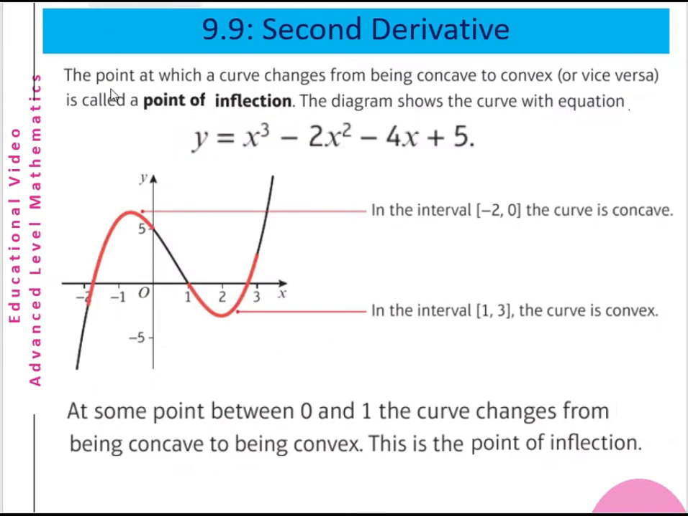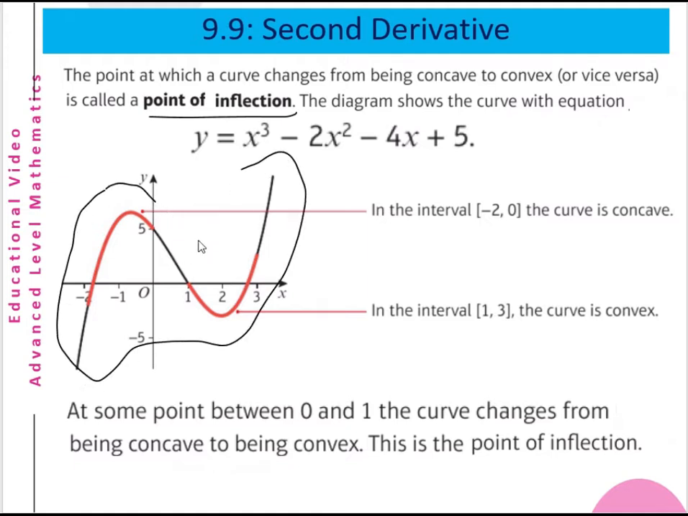And in here, we want to find the point at which a curve changes from being concave to convex, or vice versa, which is called a point of inflection. So in here, we have a curve like this. And somewhere around here, the curve will change from concave to convex. So if we have y equal to x cubed minus 2x squared minus 4x plus 5, this is the equation of this curve. We have the interval from minus 2 to 0.